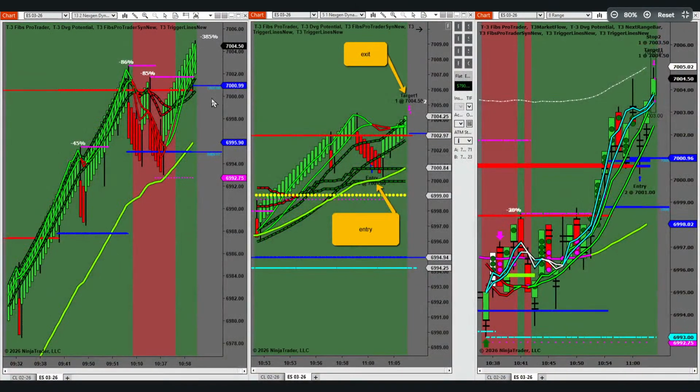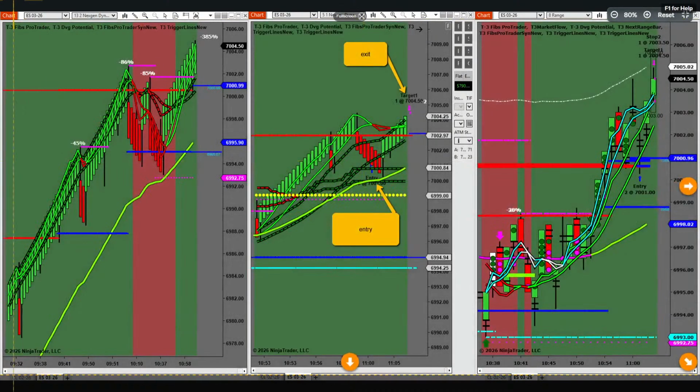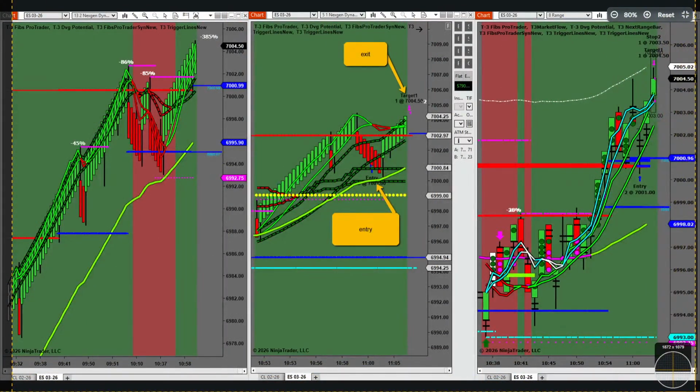Let's see what you did. Triggers are up. Entry and exit. I love it. So let's do this, Marika. Can we do a little tutorial on how to annotate?